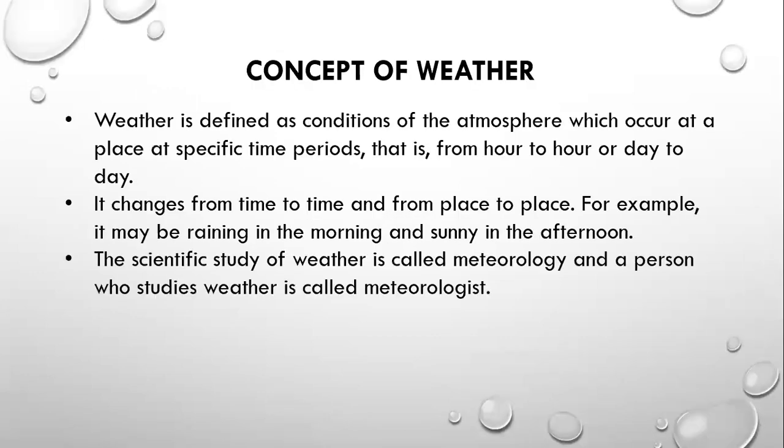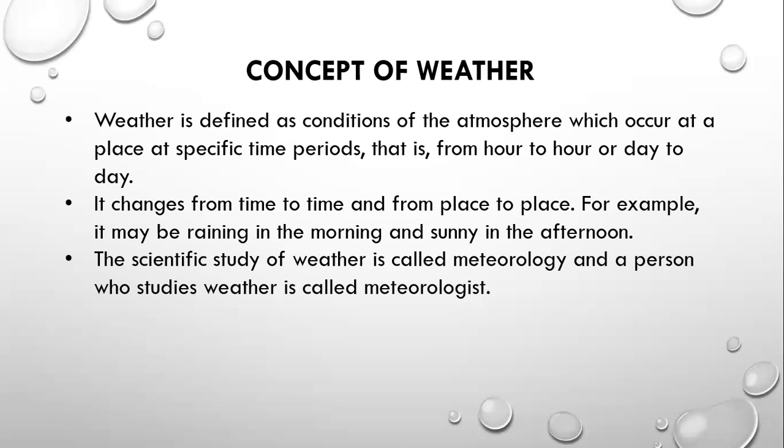Weather can be defined as the condition of the atmosphere which occurs at a place at a specific time period, that is from 1 hour or a day to day. So it is the variation of the atmospheric condition which occurs at a specific short period of time. Now it changes from time to time and from place to place. For example, it may be raining in the morning and sunny in the afternoon. So it basically changes over a very short time.